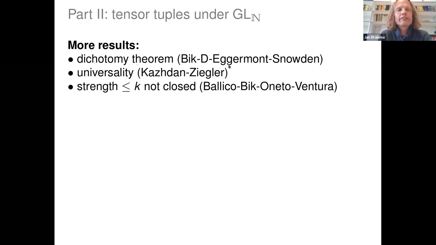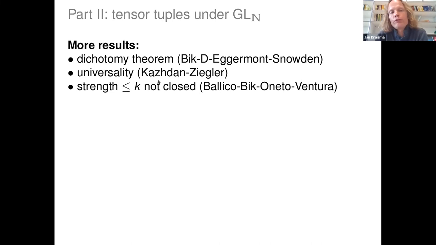And what Kazhdan and Ziegler proved is that if you fix a number of variables, like 10, and you fix the degree, say 5, then there is a bound such that any homogeneous polynomial of degree 5, in any number of variables, that has strength bigger than this bound specializes to any given polynomial of degree 5 in 10 variables. So if you look at tensors or polynomials that are sufficiently big, in the sense that they have sufficiently high strength, then such a tensor specializes to any given polynomial in those 10 variables of degree 5.